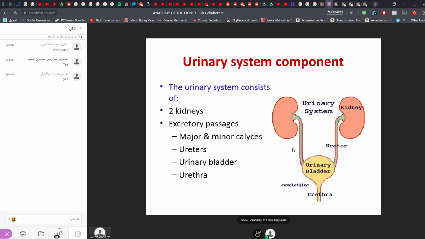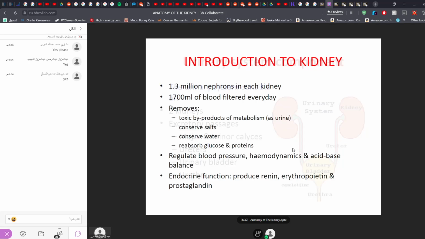The kidneys are positioned in the posterior abdominal wall, and why and how they are positioned we will discuss later on. Each kidney has approximately 1.3 million nephrons, and every day the blood which circulates within the kidney forms about 1700 ml of filtrate. What does it do? It removes the toxic products of metabolism as urine.